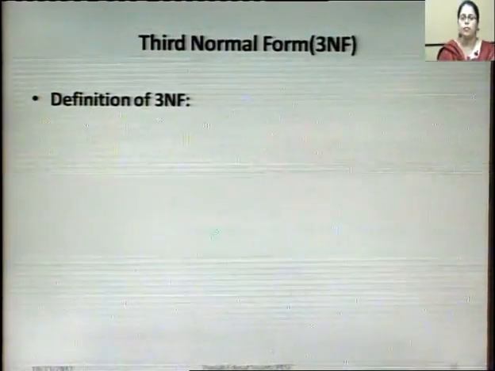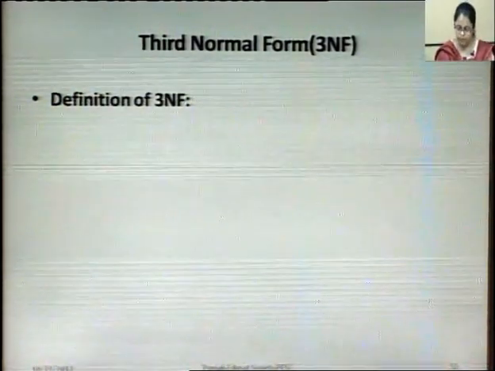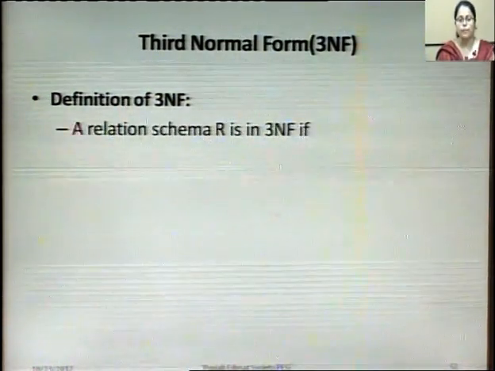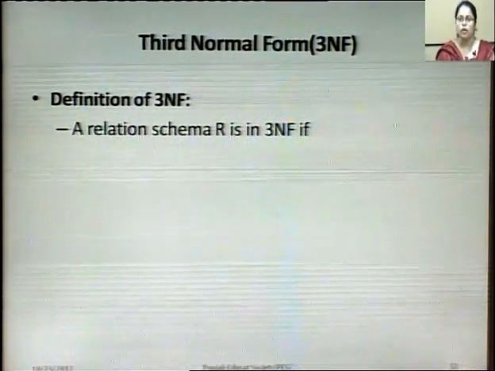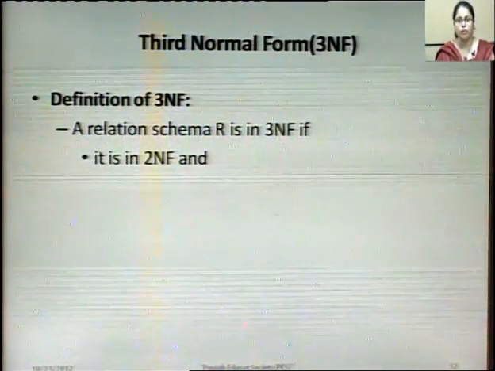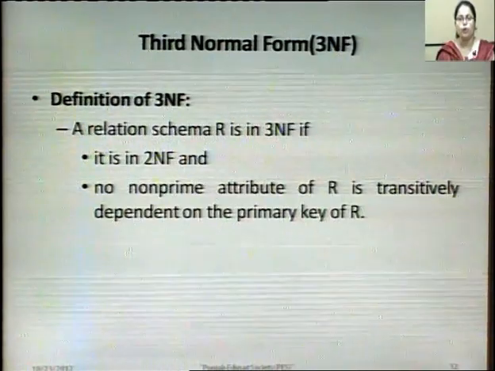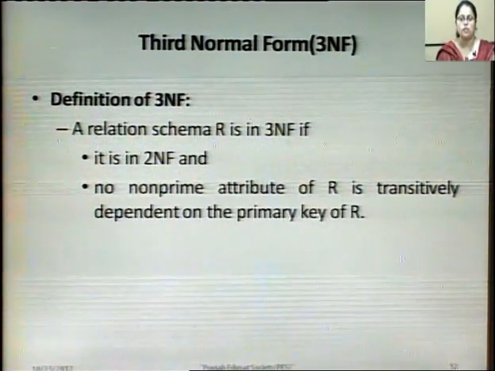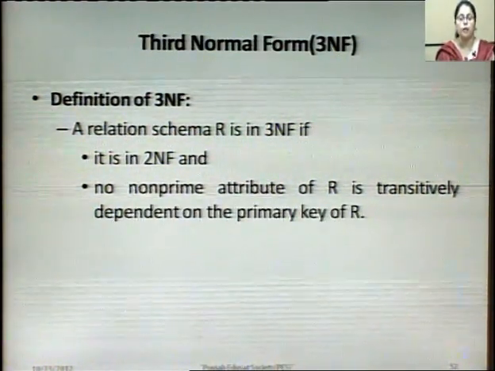So the formal definition of third normal form is: a relation schema R is in third normal form if it is in second normal form and no non-prime attribute of the relation is transitively dependent on the primary key of R.